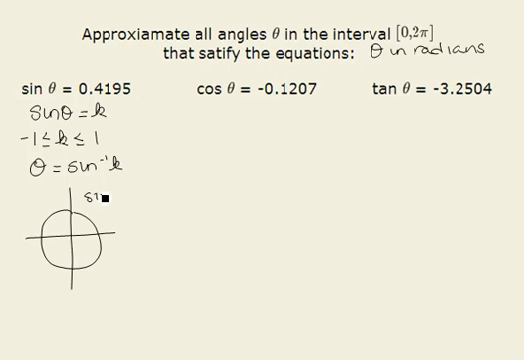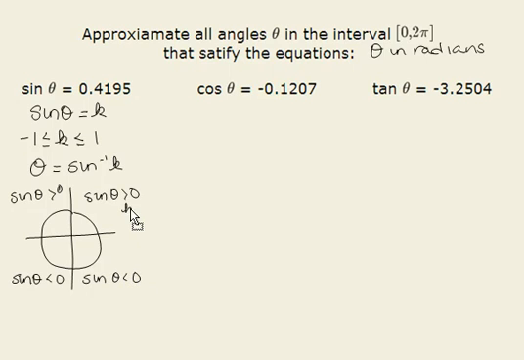We will recognize that on the unit circle, sine of theta produces positive values between 0 and 1 in quadrants 1 and 2. Sine theta produces values between -1 and 0 in quadrants 3 and 4.